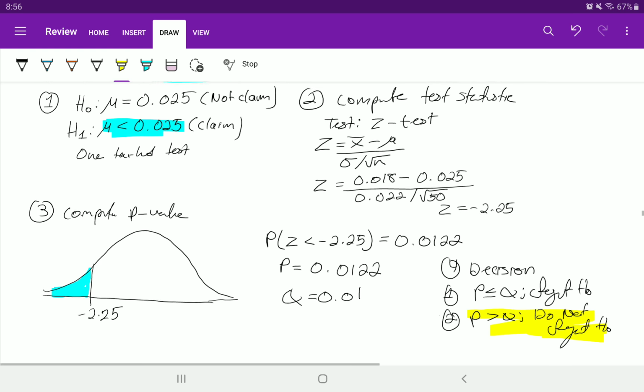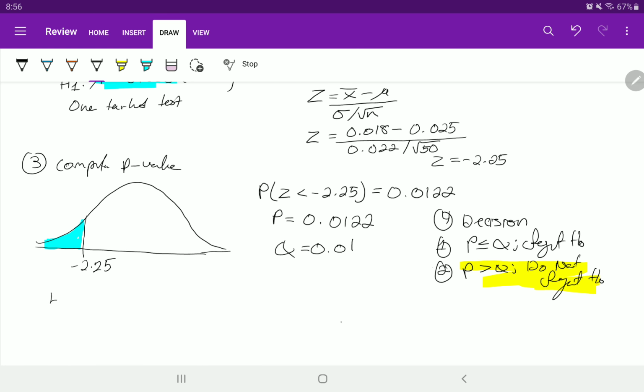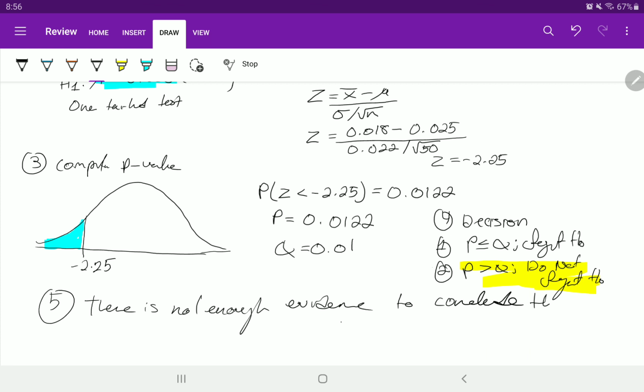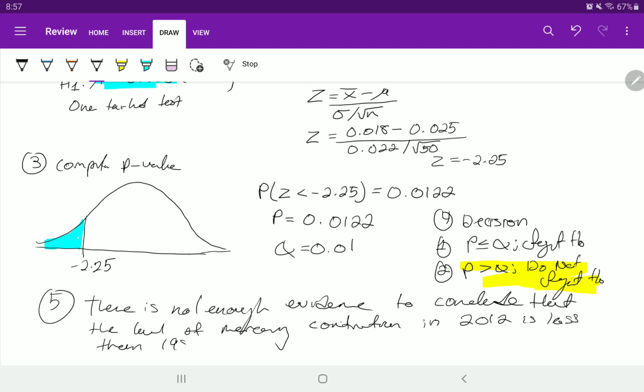Therefore, because we're not rejecting the null, when we're at our conclusion, we are stating that there is not enough evidence, or there's insufficient evidence, to conclude that the level of mercury concentration in 2012 is less than 1980.